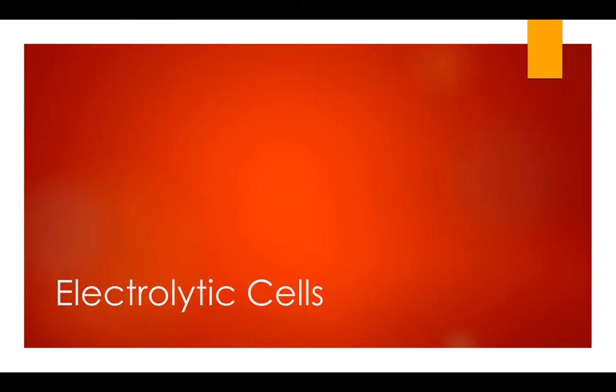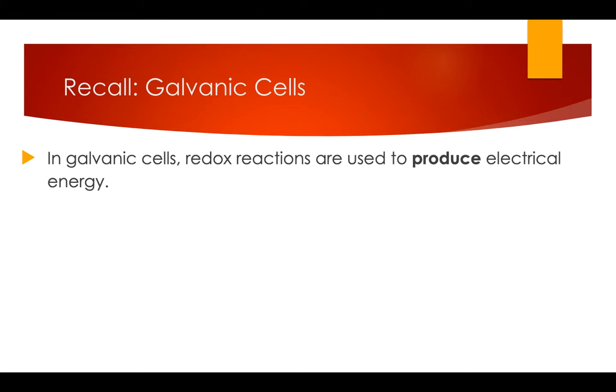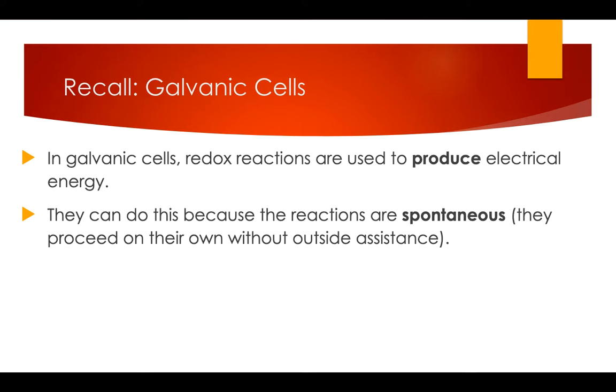In this video, we're going to talk about electrolytic cells. In our last video, we talked about galvanic cells. So let's just recall what those were. In a galvanic cell, redox reactions are occurring and they're used to produce electrical energy. They can do this because the reactions are spontaneous. So they're reactions that will proceed on their own without any outside assistance. You just put the two reactants together and the reaction's going to occur.